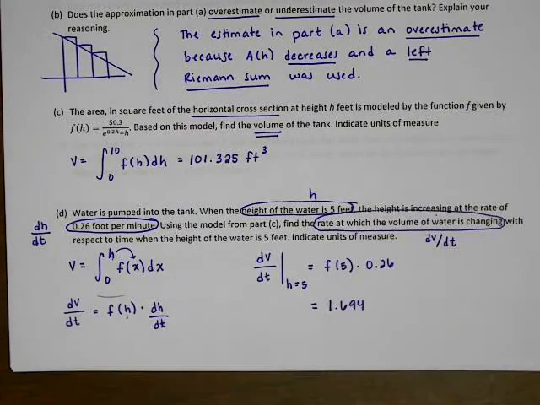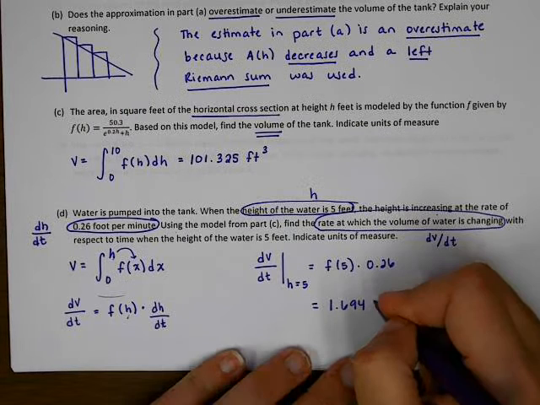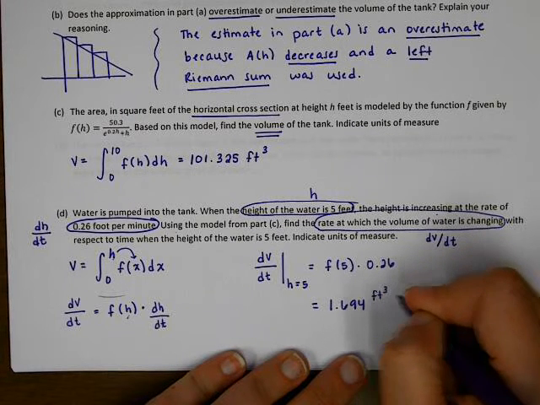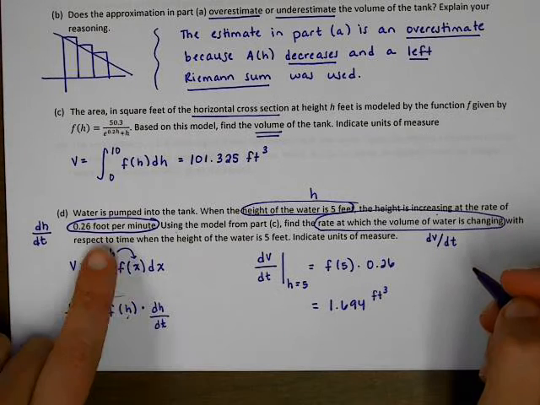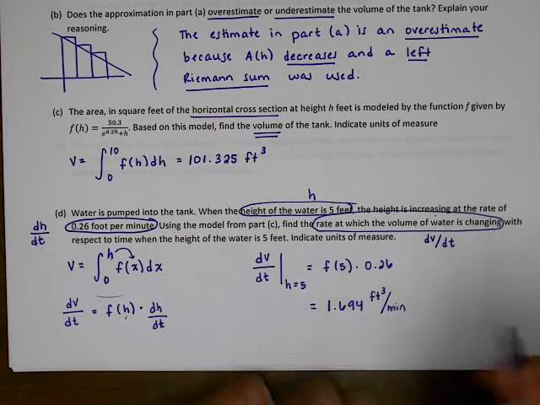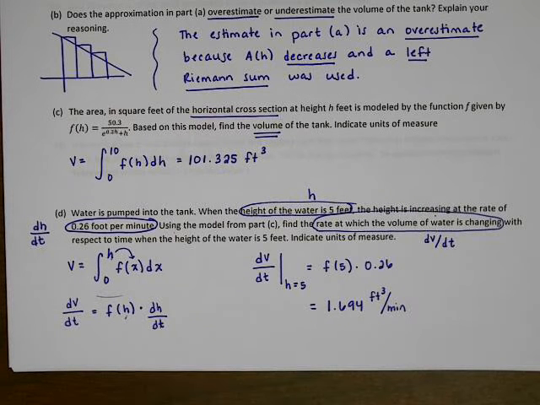Now, what would my units of measure be? Well, what I just found was dV over dt. My units of measure then would be the rate of change of the volume. So feet cubed per, and it says we're using per minute here, so I would use per minute. All right, this is one FRQ example.